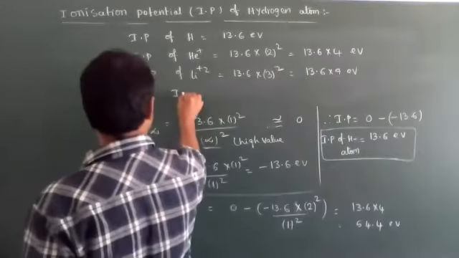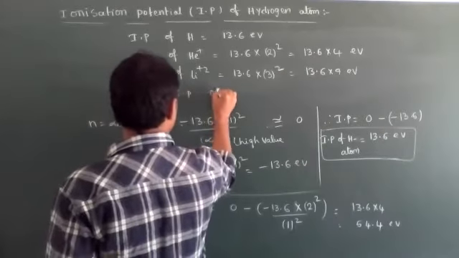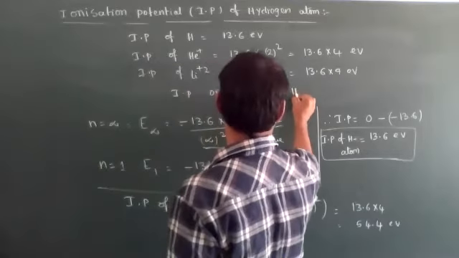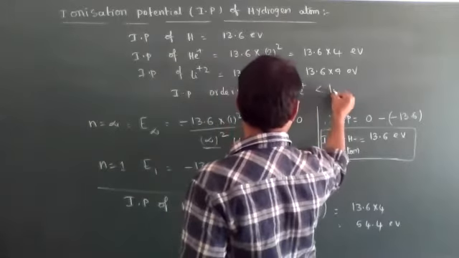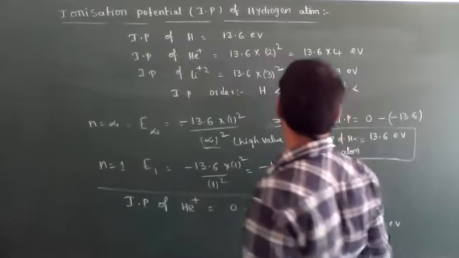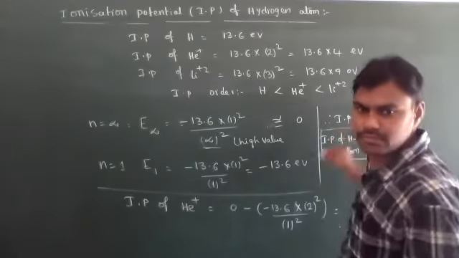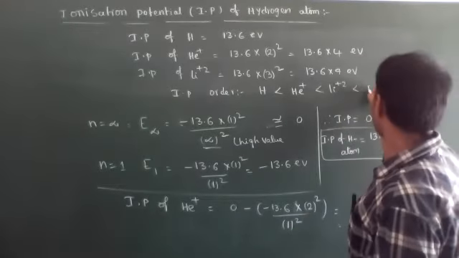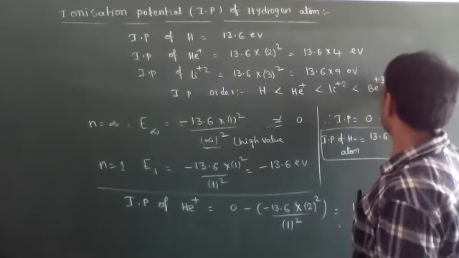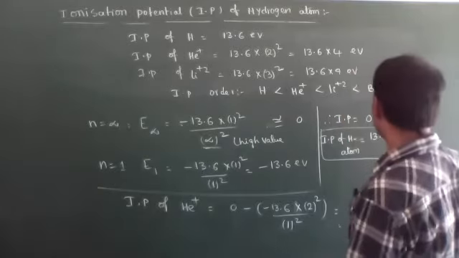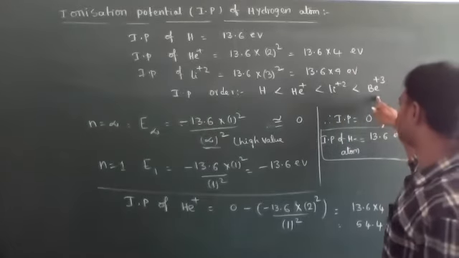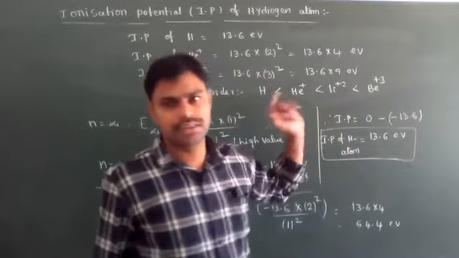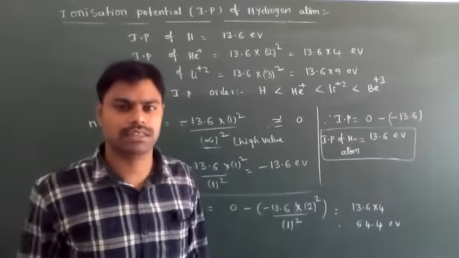So the ionization potential order: hydrogen is less than He+, then Li2+, and then beryllium. Yes, lithium 2+ is having more, and then beryllium 3+. Sorry, beryllium Z is equal to 4. That's why beryllium 3+ has 1 electron. This is the order for ionization potentials.